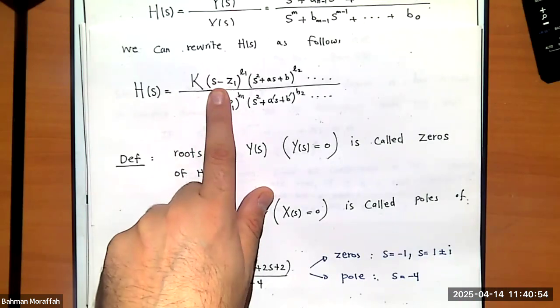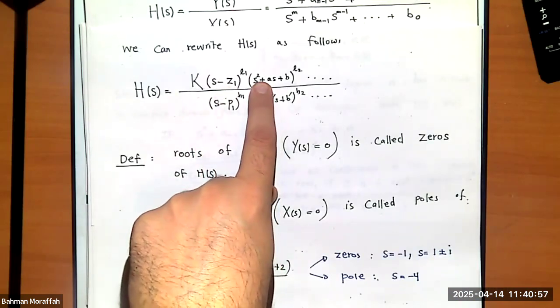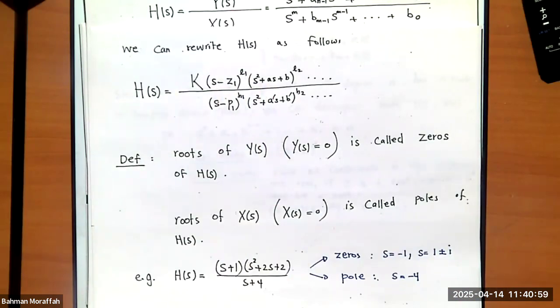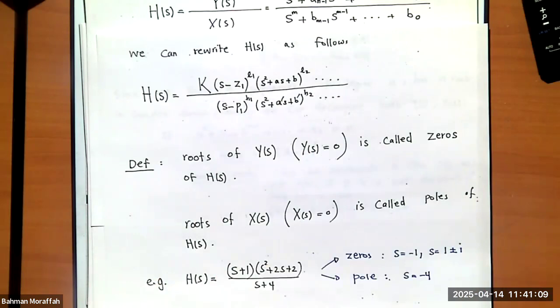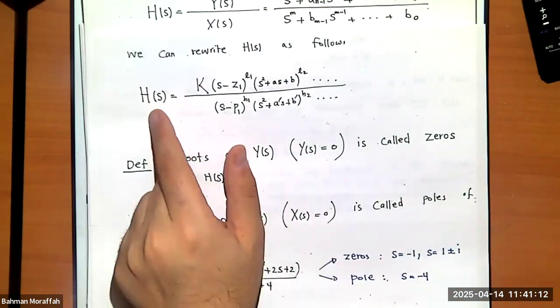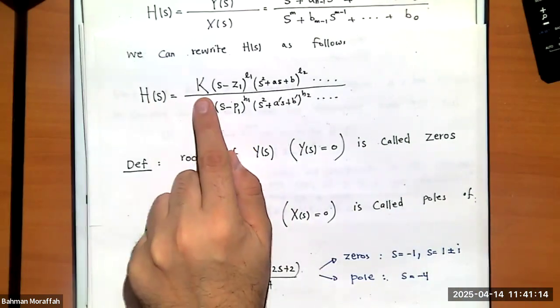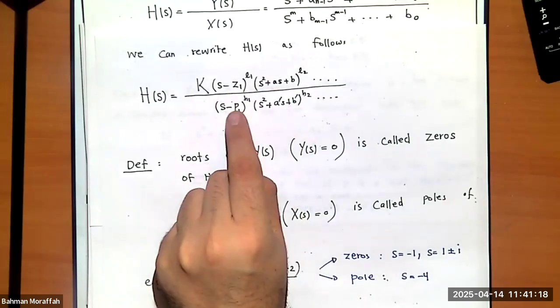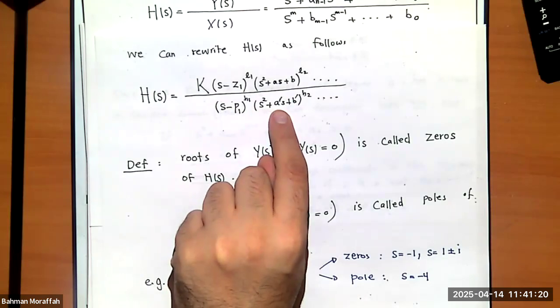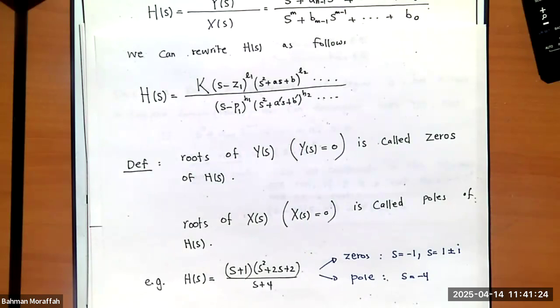If I know the phase for this term, I know that if I multiply two numbers, the phase for those numbers add up. And if I divide two numbers, the phase would be subtracted. So now, using this, it helps us with the phase. If I want to compute the phase of H of S, it's the phase of K, plus the phase of this term, plus the phase of this term, minus the phase of this term, minus the phase of this term. So for the phase, we're set, we're good.